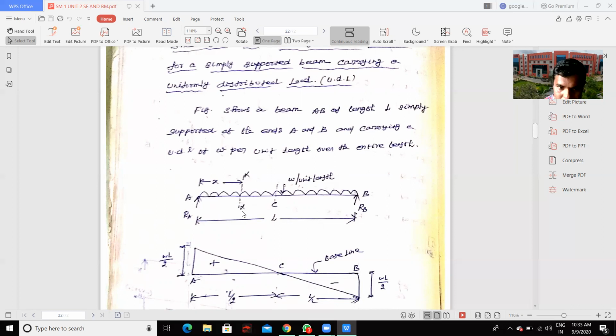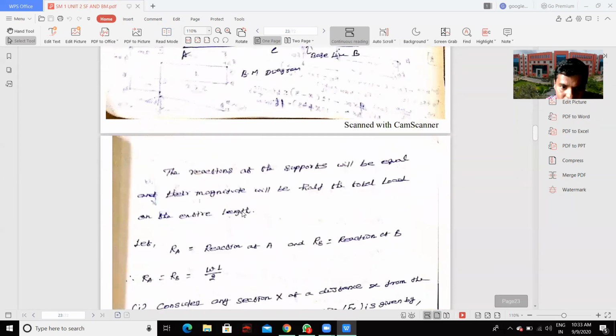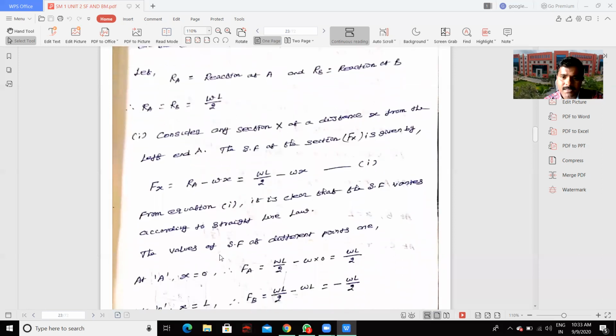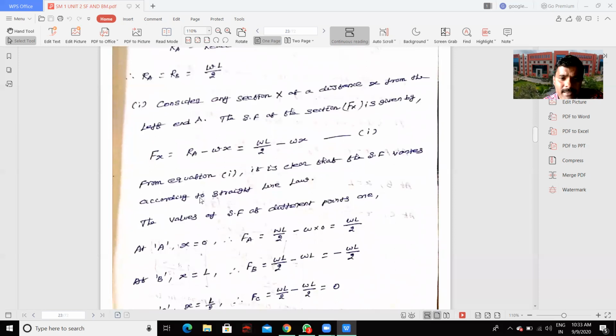So Fx is equal to WL by 2 minus wx. So here you can see Fx equals WL by 2 minus wx. This is equation 1. From this equation it is clear that the shear force varies according to a straight line law. The shear force value varies in terms of x, right? So wherever you need a shear force value, you can substitute the x value and find it out.